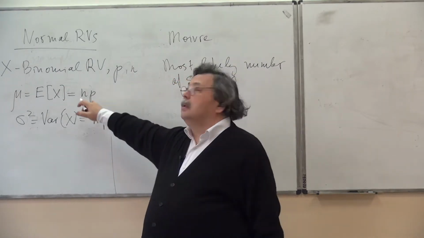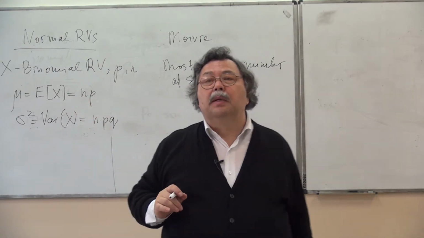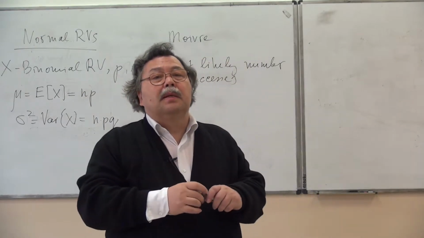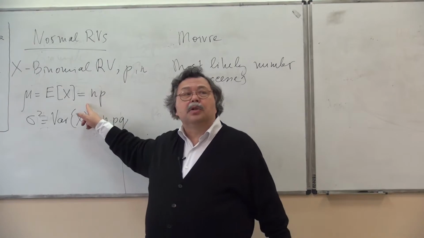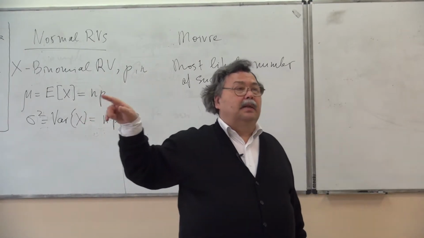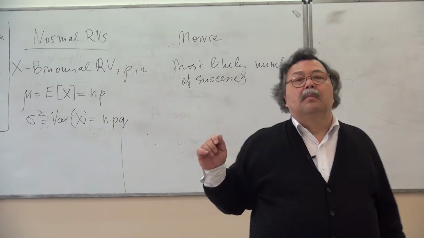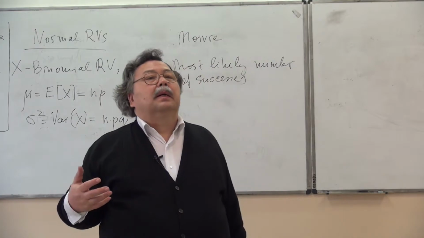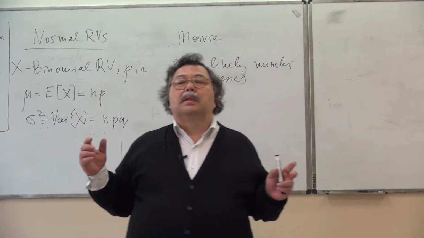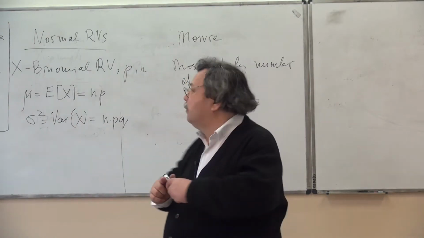Well, actually, this gives us an idea of what we should expect, n times p. But n times p doesn't have to be an integer. If n times p is an integer, then it's the right answer. The most likely number of successes is just this. But n times p may be a fractional number, then the most likely number of successes is one of the two neighboring integers. Okay?